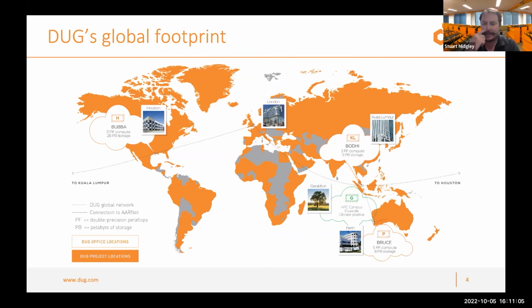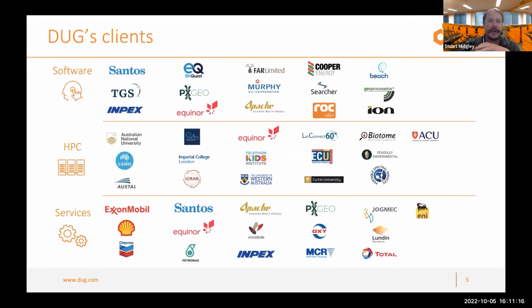And what I'm going to talk about is this large green high performance computing campus just north of Perth in Geraldton. So that little green cloud in that diagram. We have a diverse customer set, people who buy software, high performance computing as a service, and people who buy our data processing services. And we have customers who function in all those areas. So if you look, there's Equinor, a large oil and gas company, that buys our software, high performance computing as a service, and our data processing services.